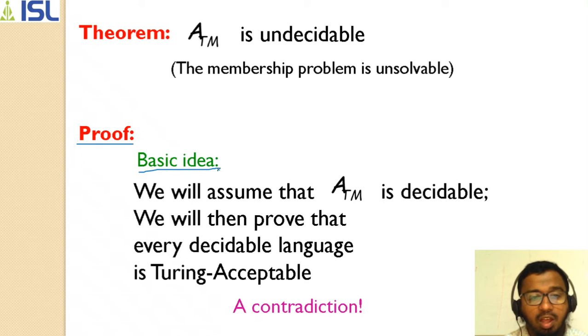The basic idea: we will assume that ATM is decidable. We will then prove that every decidable language is Turing acceptable. Every decidable language is Turing acceptable. So whatever is decidable is Turing acceptable. This is a contradiction. So we will assume that ATM is decidable. We will then prove that every decidable language is Turing acceptable.